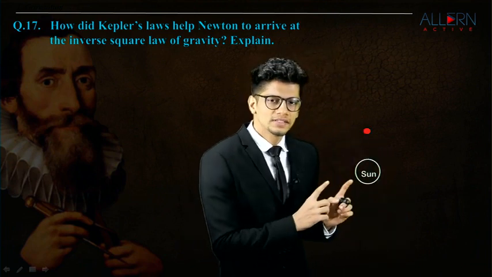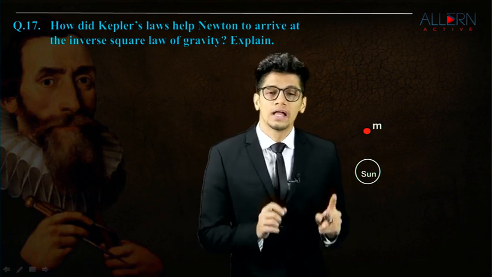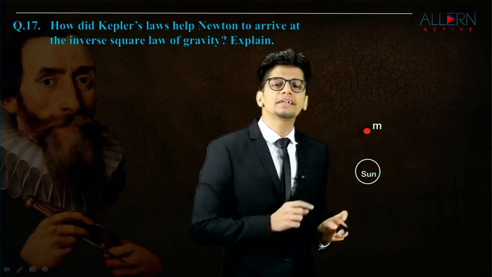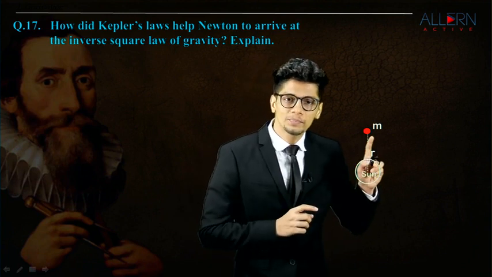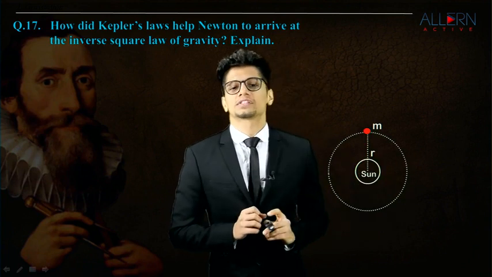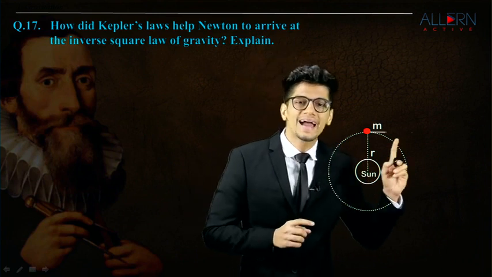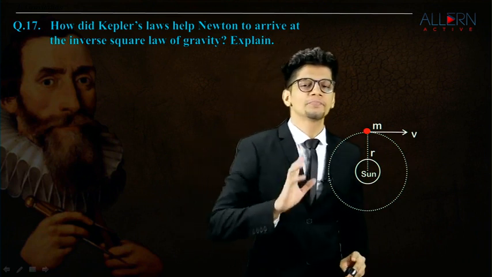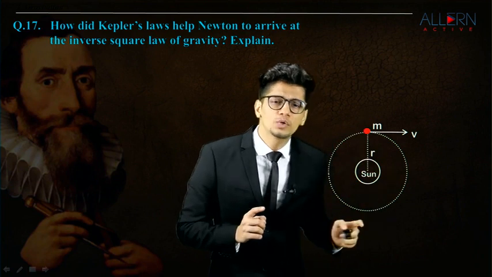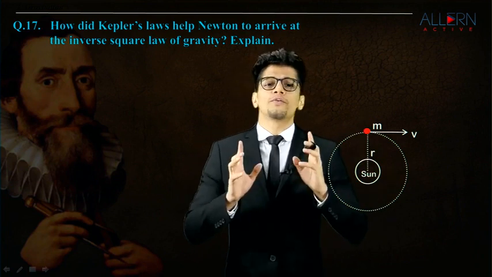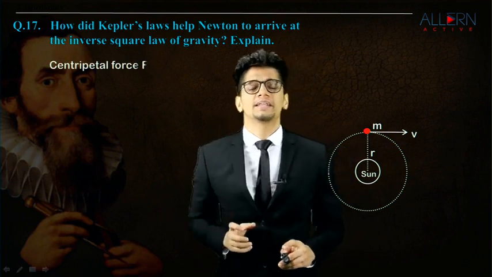He considered the sun and a planet, and the mass of the planet was considered as small m. Now, there is a distance between their centers that was denoted by small r, which is obviously the mean distance. Now, we know that this planet will revolve around the sun, and the velocity with which it revolves is called the tangential velocity, denoted by small letter v. We also know one thing. We know that for a planet to revolve around the sun, gravitational force is required, and we know that gravitational force is also called the centripetal force.